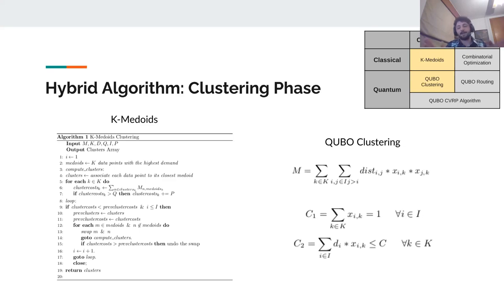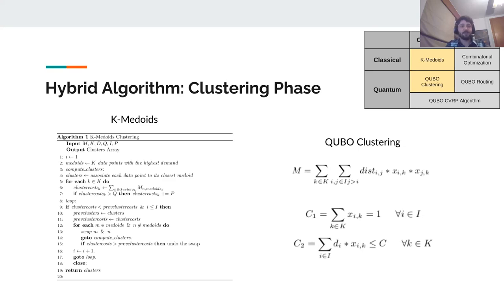Then for every medoid and for every data point, the K-Medoids algorithm swaps the medoid and the data point and recomputes the clusters. If the solution obtained is worse than the previous one, we undo the swap. Otherwise, we keep swapping points and recomputing clusters until either the limit of iterations is reached or until we cannot obtain better results by swapping points. The search performed by this algorithm is a greedy search, since it is unable to accept worse solutions than the current one. This typically causes the algorithm to get stuck on local optima instead of finding the global optima.